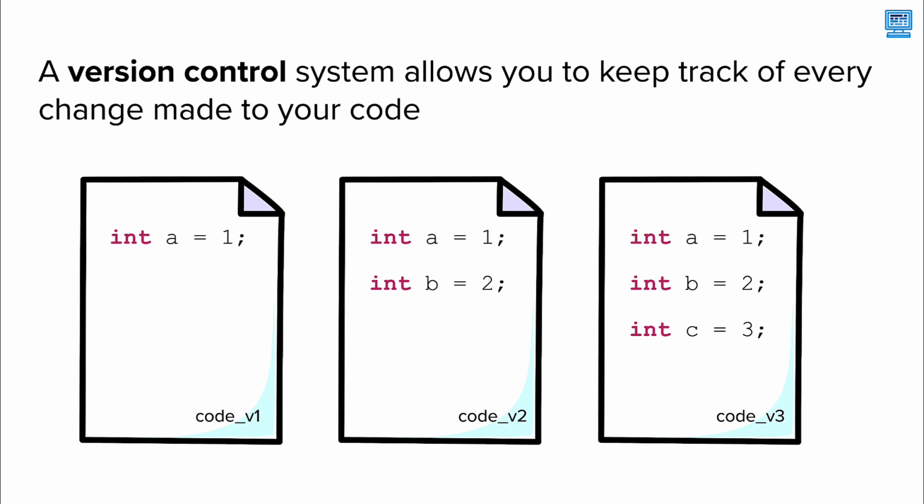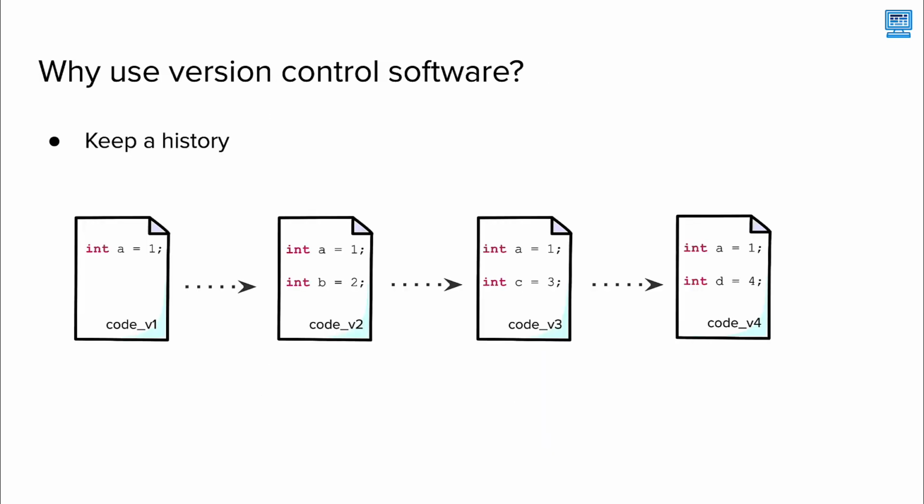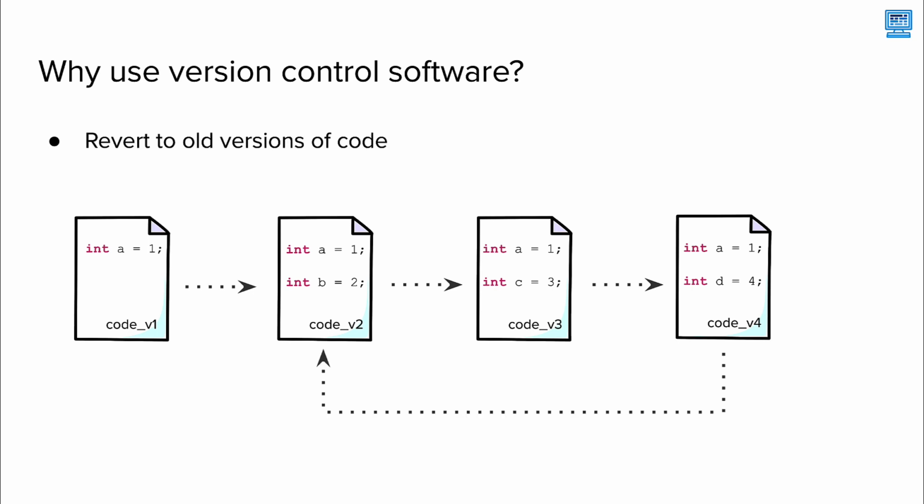In fact, a lot of documents are edited in this way, so people have developed special tools to make this process easier, especially for software developers. Some of the important features of using version control software includes being able to keep a history of your work or your team's work. Version control software also allows you to go back to a previous version of your code.